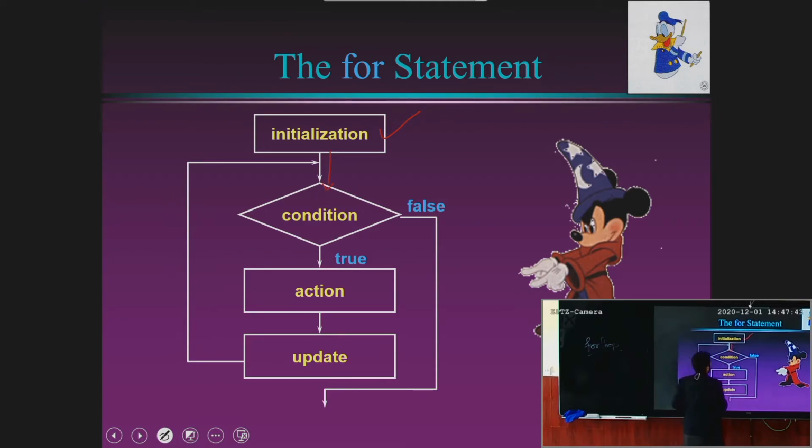Then the processing will come to the condition, and the condition will be checked. If the condition becomes false, the execution will directly jump out of the block of the for loop. This is so simple. But if the condition becomes true, what will happen? The body of the for loop will execute.